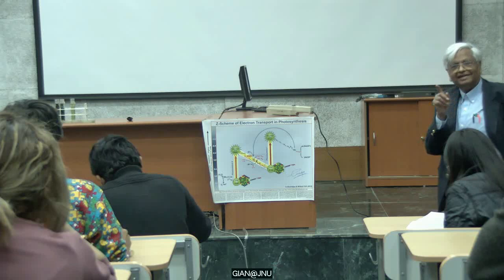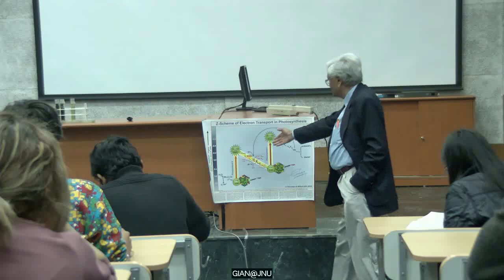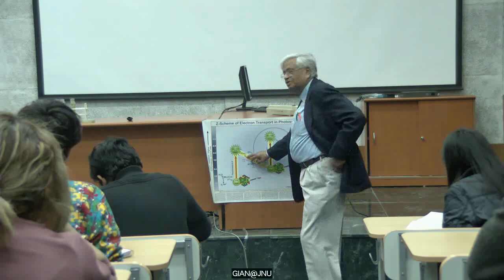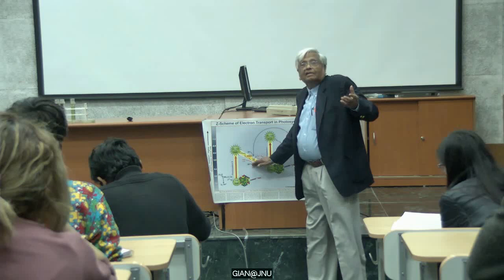If you block here, you have QA minus, fluorescence is high. If you block here, you get a lot of QA because it's not being reduced, and fluorescence is low because QA is a quencher of fluorescence. Now if you pull electrons here, it keeps going, it never allows QA minus to accumulate, only QA, the quencher of fluorescence. Okay? All right.